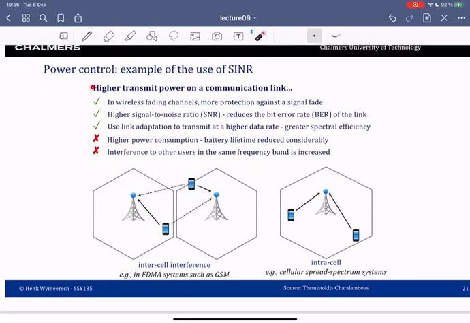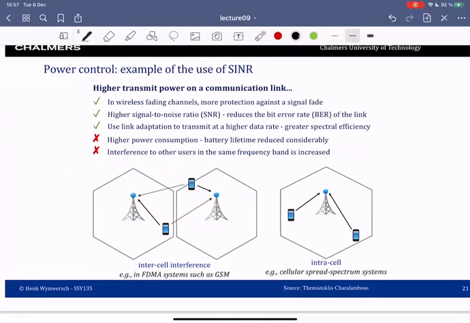So when you have higher transmit power on a link, you of course will have better performance because you can be protected against fading. You'll have higher SNR, so this means lower bit error rate. And then you can use link adaptation to transmit at a higher rate when the channel is good. On the other hand, this leads to more power consumption. And also it leads to more interference to other users that are using the same frequency band or the same time slots.